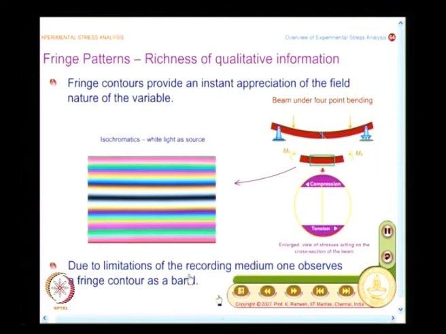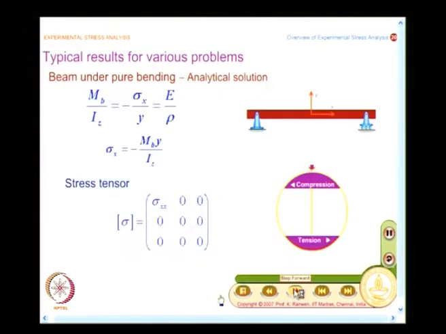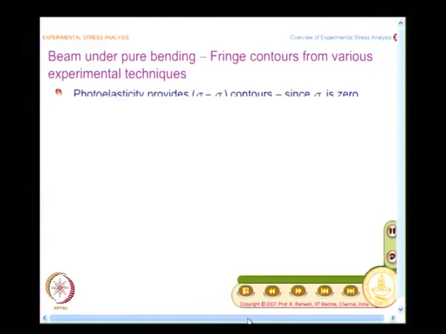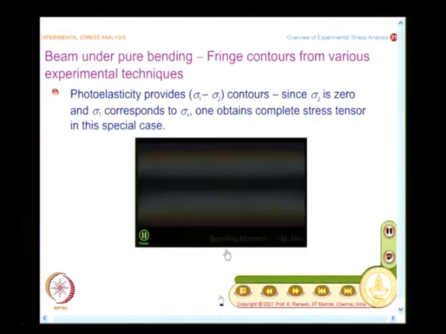If you use a very fine digital camera, you would be able to find out the variation in the grayscale and pick out minimum intensity points as a fringe skeleton. And now it is also desirable that we look at how to number these fringes. What we do is go back and see what photoelasticity gives. It gives you contours of sigma 1 minus sigma 2.